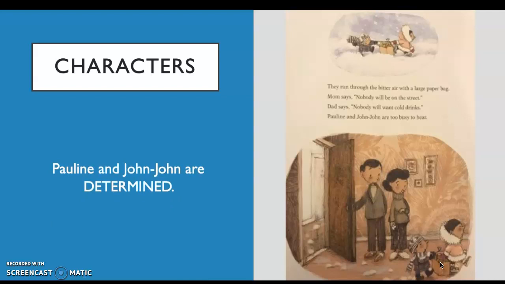So when we're describing characters, sometimes we can describe what they look like, but other times we can describe how they act and character traits that they have. Pauline and John, they are determined characters. They are determined to sell that lemonade.